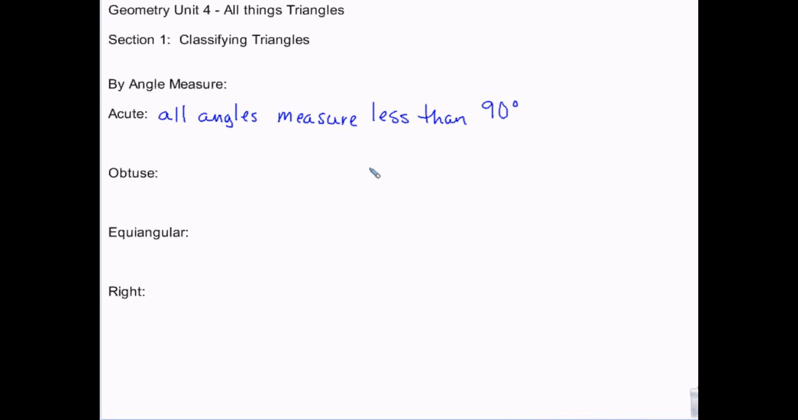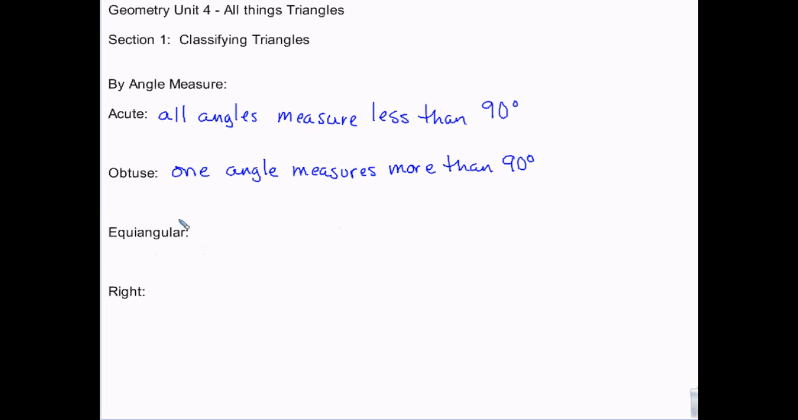Okay. We have an obtuse triangle where you have one angle that measures more than 90. And it can only be one angle. There can't be more than one angle that's larger than 90 degrees in a triangle. There can only be one.